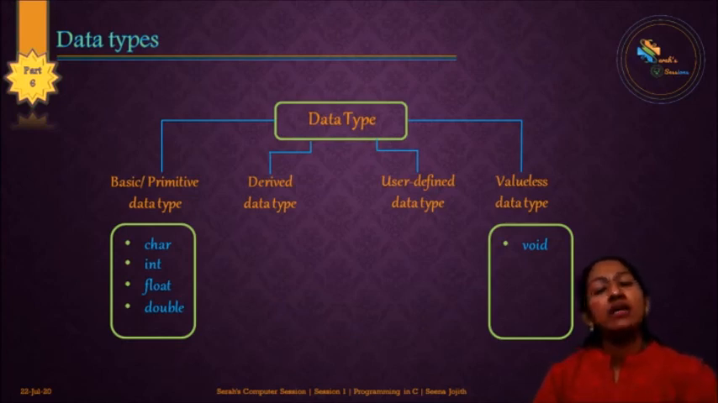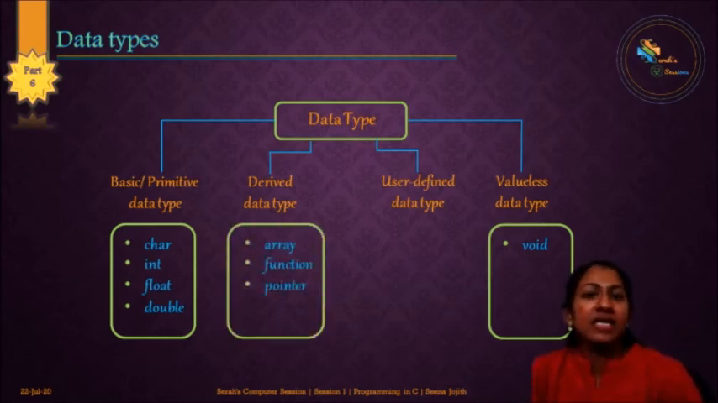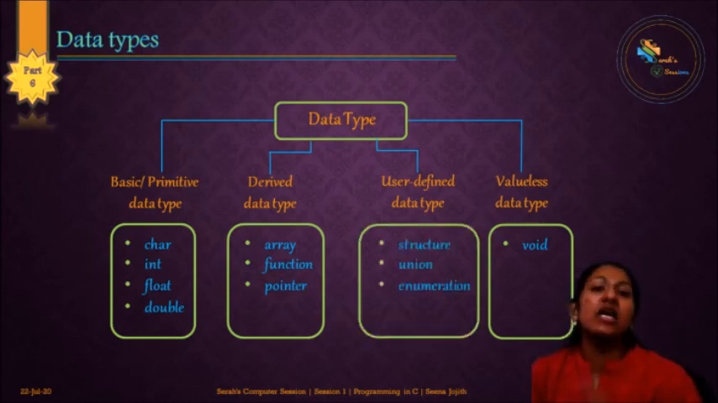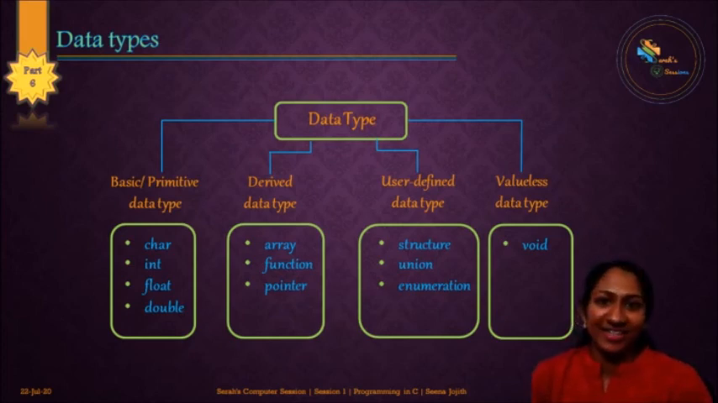Okay, now next we'll move on to derived data type. Inside derived data types, we have array, function, and pointer. Now these three are actually derived from basic data types, and that is why they come under derived data type. We'll be explaining this in my future videos. The next data type is user defined data type. Users can actually create data types. That also we will be taking in detail later. But the user defined data type comprises three data types, and they are structure, union, and enumeration.